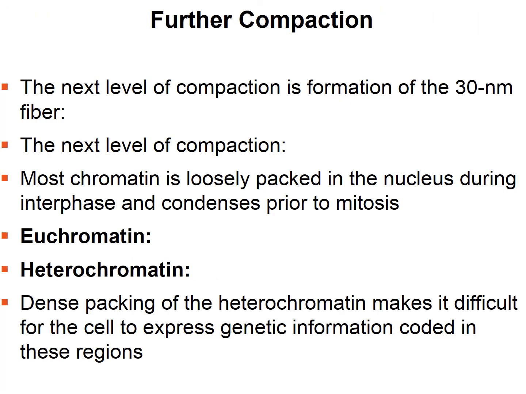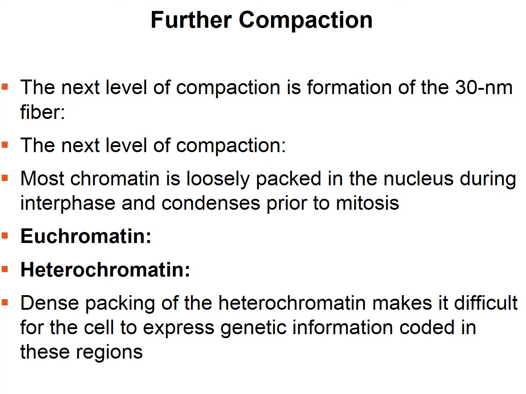The next level of compaction is the formation of the 30 nanometer fiber. This is formed from interactions between a histone called a linker histone and the DNA in the next nucleosome. So basically, it's a histone binding to DNA that's just going to pull those nucleosomes closer together. The next level of compaction after that is the formation of what we call looped domains. This is when the 30 nanometer fiber folds and attaches to the nuclear matrix. Again, we're pulling things closer together, making them more compact.